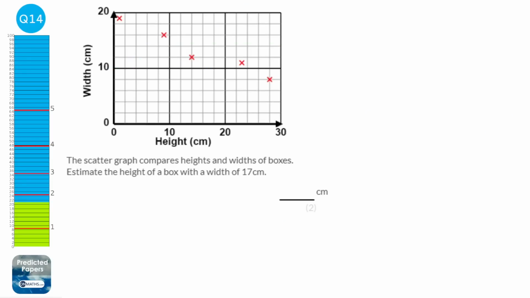So whenever we have a scatter graph, chances are we'll be drawing a line of best fit, and so that's what we'll start off with, draw a line of best fit in.